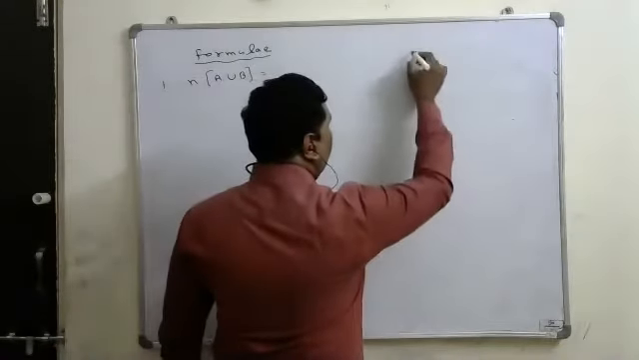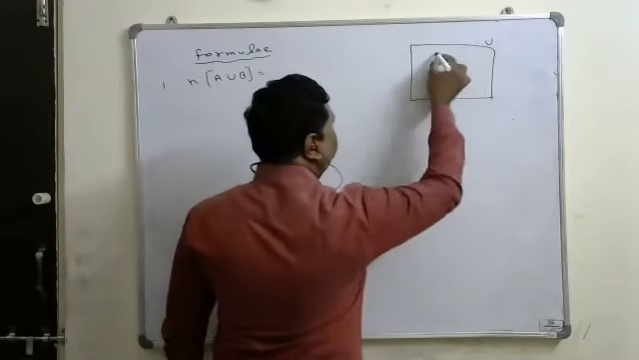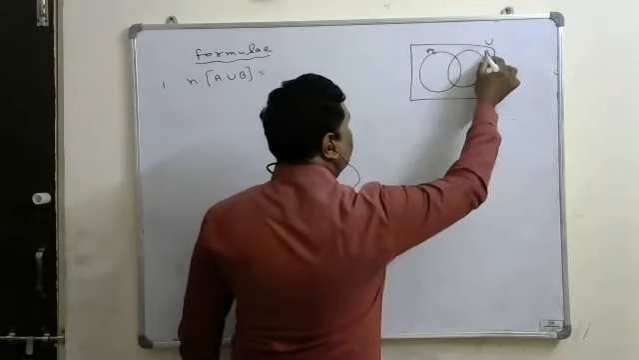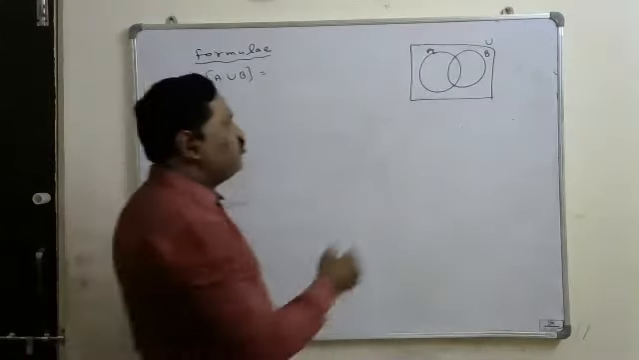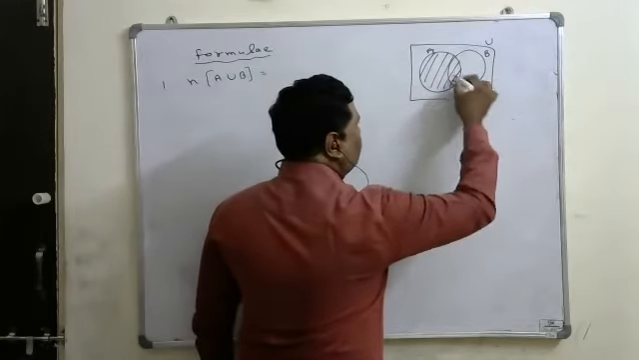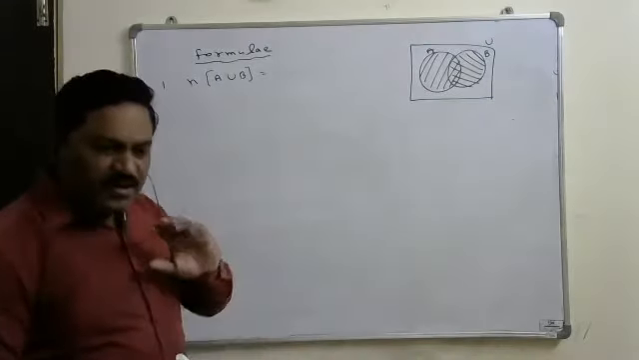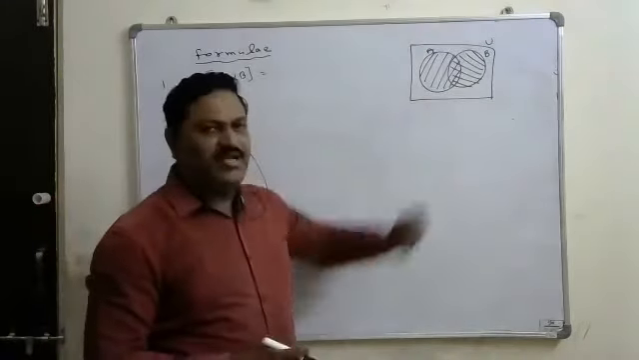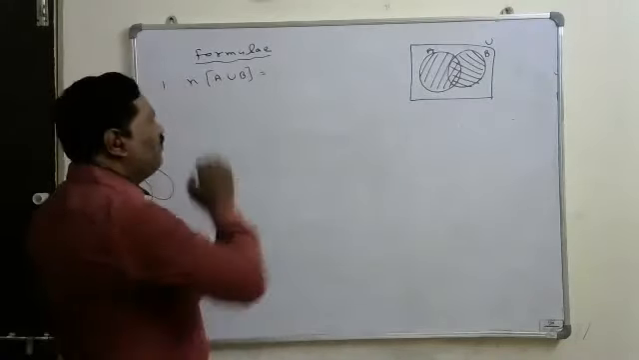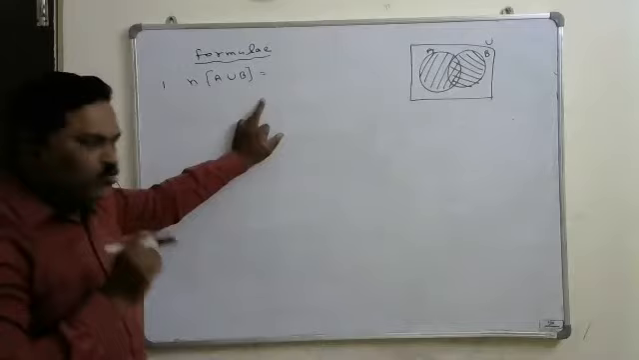So to the Venn diagram we can represent like this. This is the universal set. There is a set A and there is a set B. This is a set A and this is the set B. A union B means this is the A part and this is the B part. A union B means the total hashed area is going to represent either A or B area. So if you want to find the number of elements in the A union B.